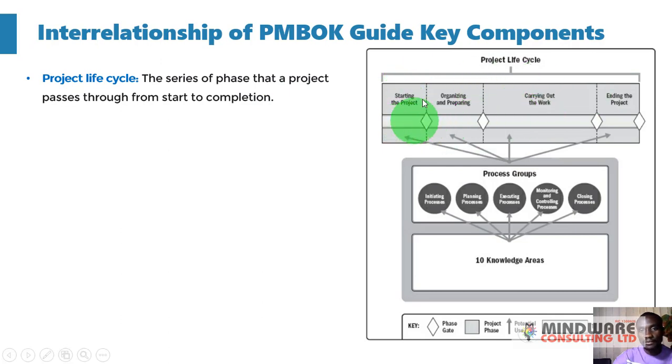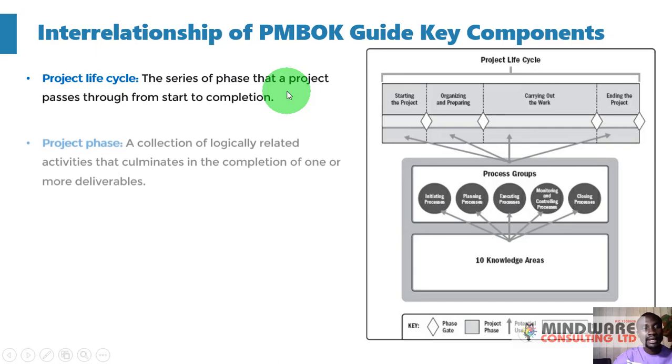As you can see here, this is the project life cycle. You have the starting phase, which is starting the project. We have the organizing and preparing, which is another phase. Then we have carrying out the work, which is the third phase, and finally you have ending the project. Literally we can say the project has four broad phases: the starting, the organizing, the carrying out or execution, and then the ending or exit phase. This is what makes up the project life cycle.